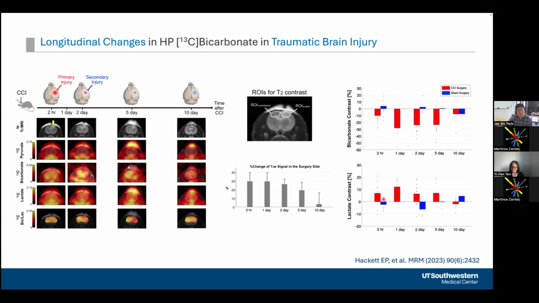Lactate contrast was smaller, but two other groups have also measured the lactate contrast. They reported that the lactate contrast is very obvious, but we didn't see a lot of lactate contrast. It's like a 5 to 10% change, but bicarbonate was up to 30%, or some of them actually show a 50% difference. So bicarbonate was more sensitive, and it also showed a little bit delayed metabolic response to the primary injury in the rat brain.